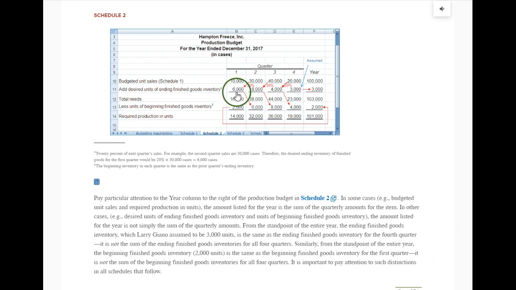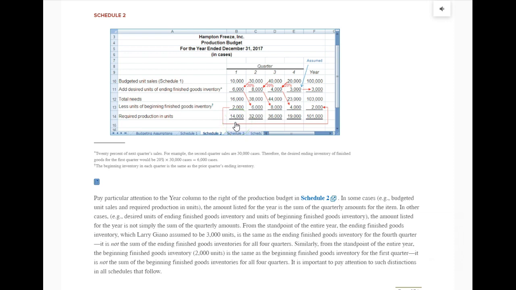So to meet this total need, we need to have 16,000 units in this quarter. Because we expect to sell 10,000, we want to have 6,000 left over that we don't sell, so we need 16,000 units. Now, do we have to produce 16,000 units? No, because we have 2,000 units in beginning inventory. So we need to produce 14,000 units in quarter number 1.